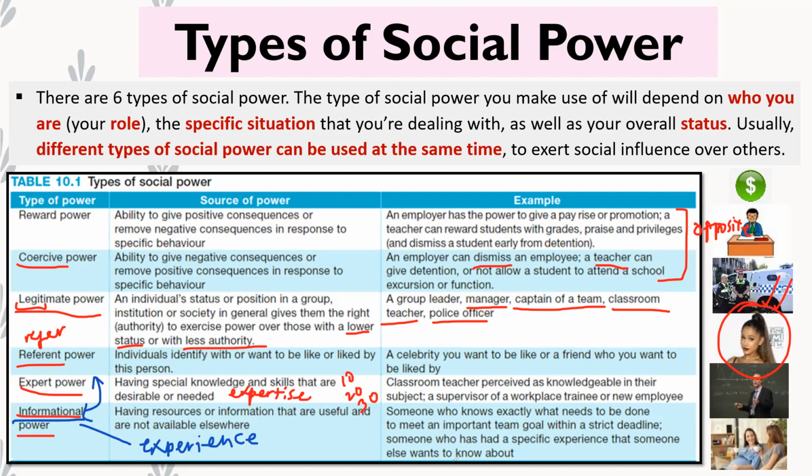Someone who's pregnant for the first time might speak to a friend who's already got 3 kids and ask, when you had your first kid, how were things? What can I expect? And then that friend has informational power over them. So that's the basic idea. You need to know the brief definition for each one, and then one or 2 examples for each.